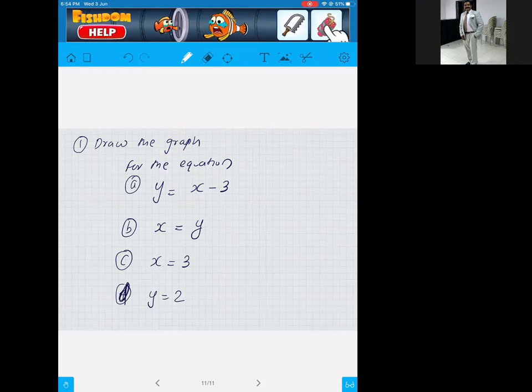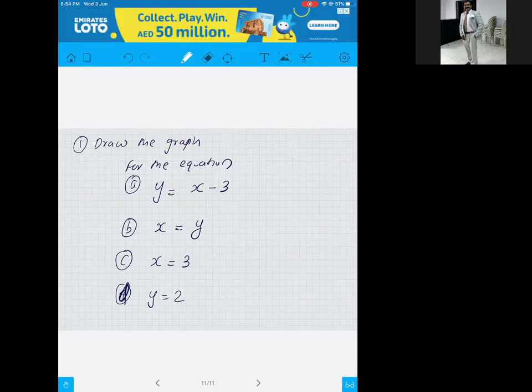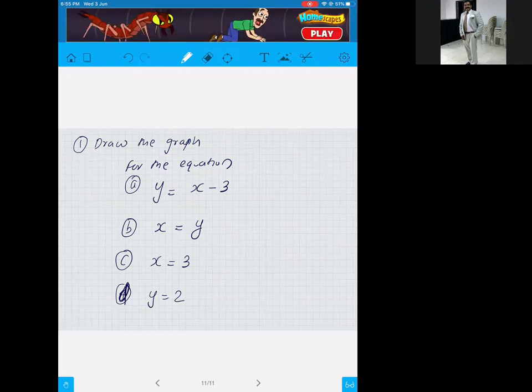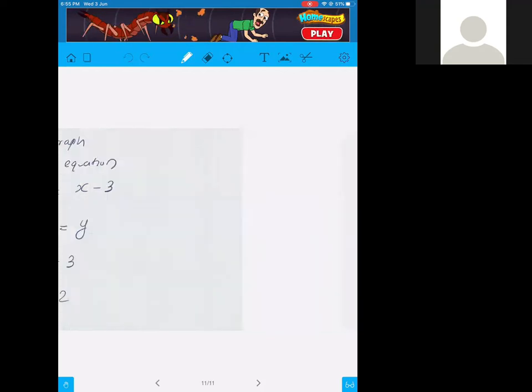Can you try to draw a graph for the first case? Y is equal to x minus 3. Yes, sir. Can you try to draw the graph for y is equal to x minus 3? How to draw the graph?